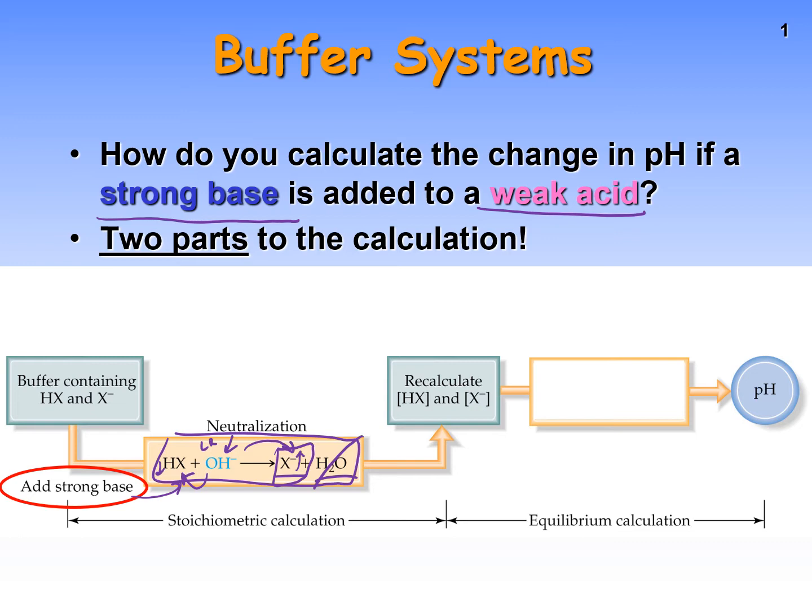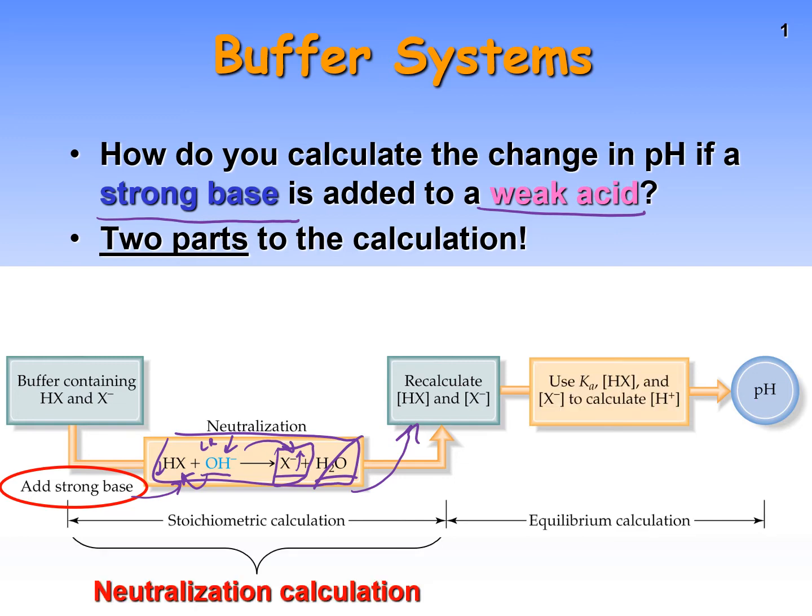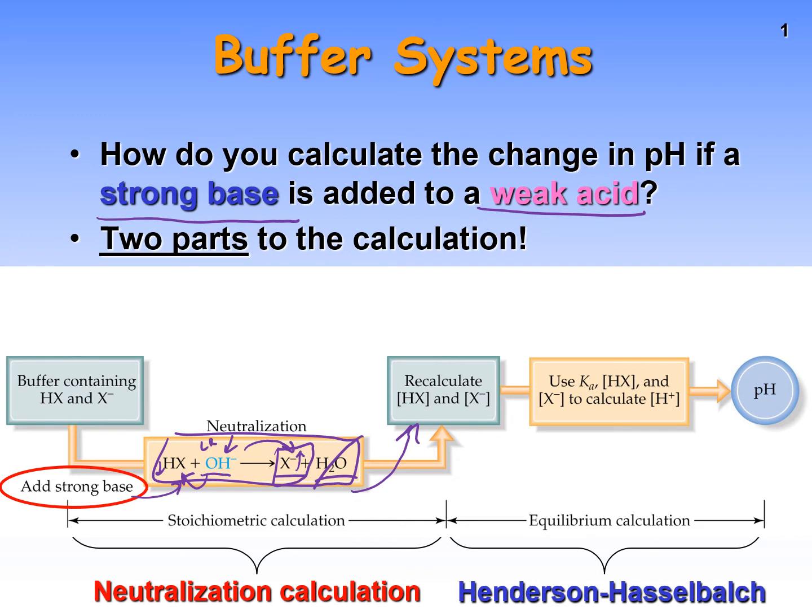But in this scenario, when OH minus is our limiting reactant, we need to recalculate our HX concentration after the neutralization and our X minus concentration after the neutralization. And now we have a buffer, so we can use Henderson-Hasselbalch to calculate pH, right? We have Ka, we have the HX concentration, we have the X minus concentration. Plug all that into your Henderson-Hasselbalch equation, and you can get pH. Or if you're not allowed to use the Henderson-Hasselbalch equation because Ka is too large, then plug into an ice table and solve the quadratic.